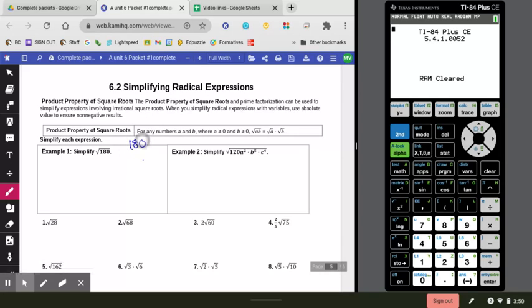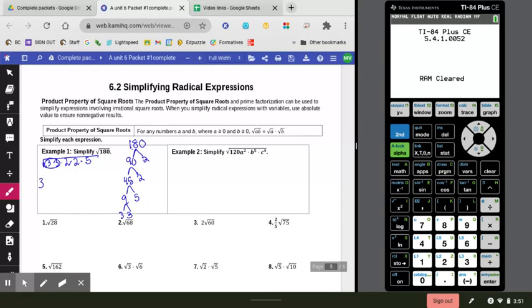And when I do my factor tree, 180 is 90 and 2. 2 is simplified. 90 is 45 and 2. 2 is simplified. 45 is 9 and 5. 5 is simplified. And 9 is 3 and 3. So the prime factorization of 180 is 3 times 3 times 2 times 2 times 5.